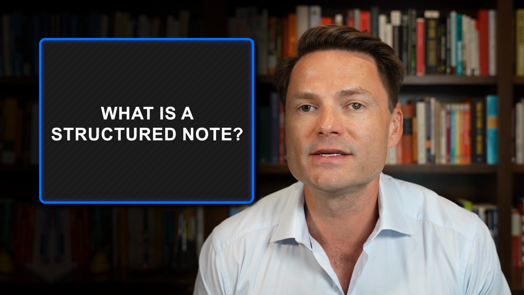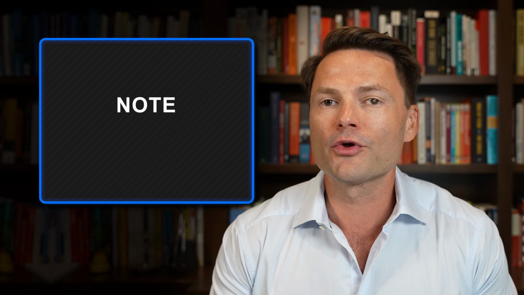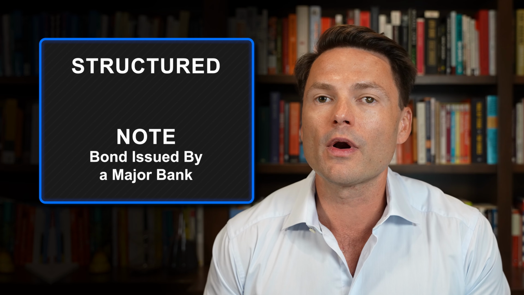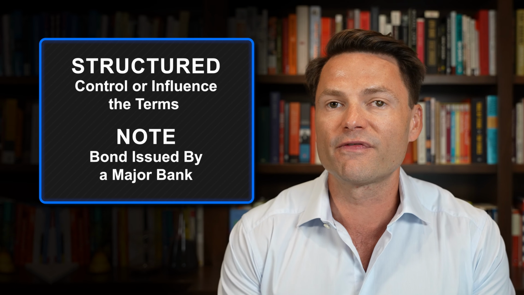What exactly is a structured note? Well, a structured note, just look at the words. Note is another word for bond, a bond issued by a major bank. Structured just means we're able to control or influence the terms of the note and link it to a different asset. And so rather than a normal bond issued by a bank, they're going to give you 5% or whatever for a certain amount of years, and then you're going to get your money back at the end of that term. That's a bond that we're pretty familiar with.